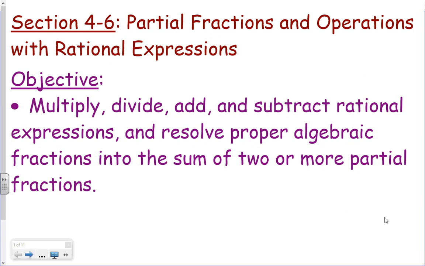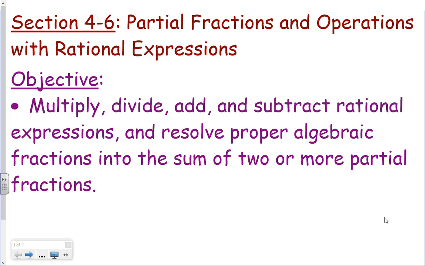All right, open up your book to section 4-6. We are on page 221 in your book. The title of this section is Partial Fractions and Operations with Rational Expressions.